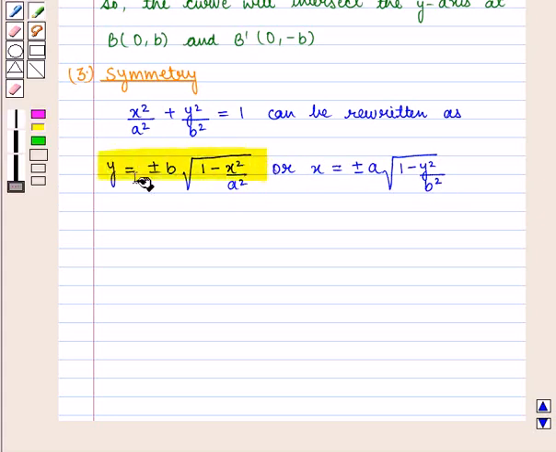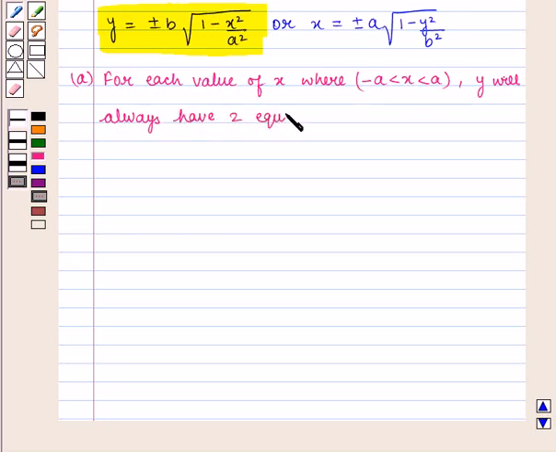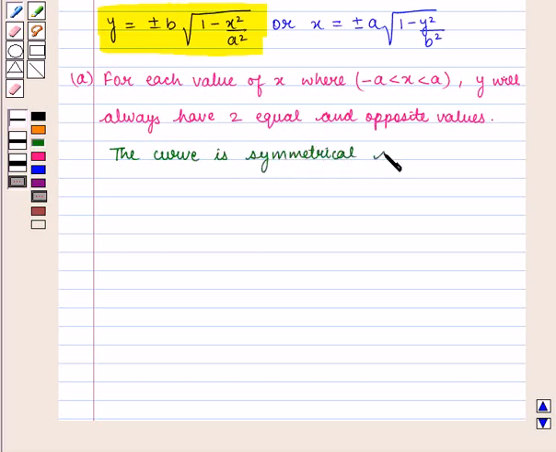Now, from y is equal to plus minus b into square root of 1 minus x square by a square, we can conclude that for each value of x, where minus a is less than x is less than a, y will always have two equal and opposite values, that is, the curve is symmetrical about x-axis.